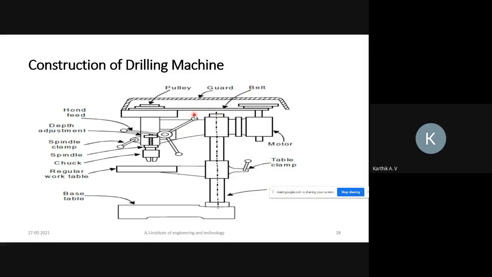So here the pulley uses a belt drive. The belt is connected between the motor and the spindle. The motor's function is to convert electrical energy to mechanical energy. Mechanical is nothing but rotation. That rotation is transferred with the help of the belt to the spindle. This is the spindle. The spindle will rotate with the help of the motor, and a hand wheel is also provided.